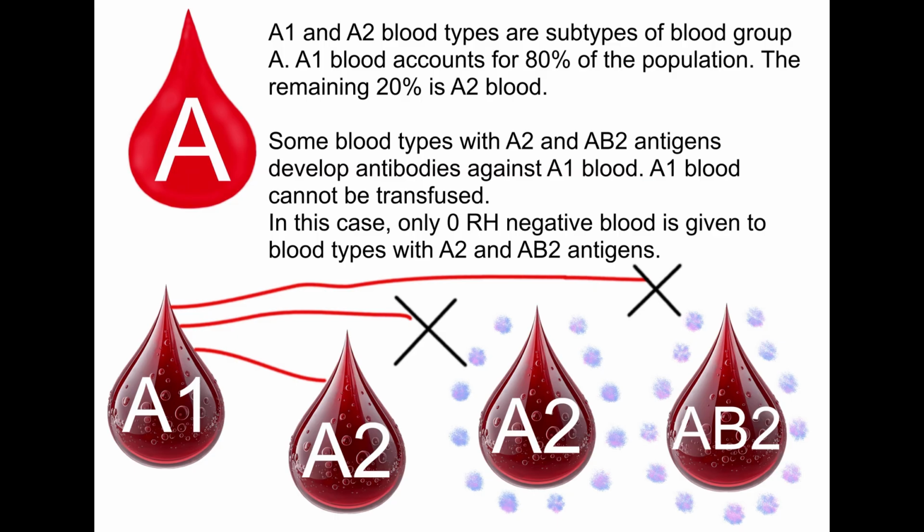A2 blood type develops antibodies against A1 blood type in 1% to 8% of cases. The rate of antibody development against A1 blood type can reach up to 25% for A2B blood group antigens. If these conditions are detected, the patient cannot receive A1 blood type. Instead, O-negative blood is preferred for A2 blood type.